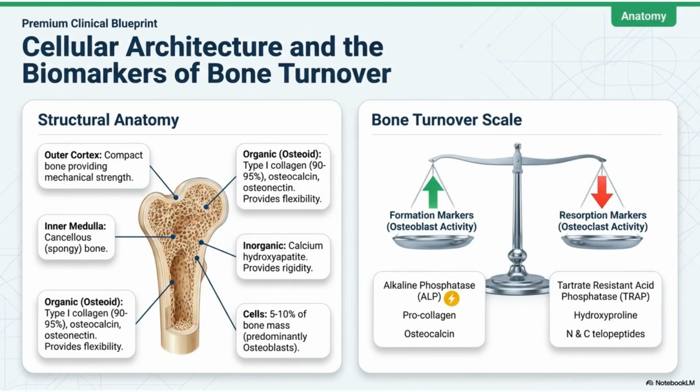Bone structure includes the compact outer cortex and the spongy inner medulla. Bone turnover is regulated by osteoblast activity, marked by formation markers like alkaline phosphatase, and osteoclast activity, marked by resorption markers like tartrate-resistant acid phosphatase.